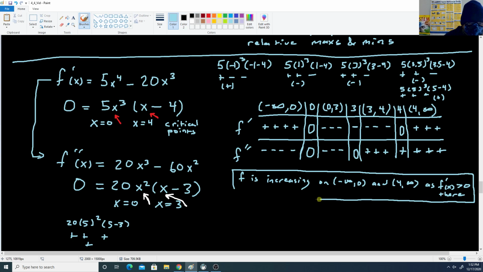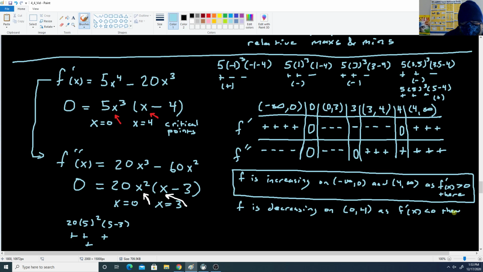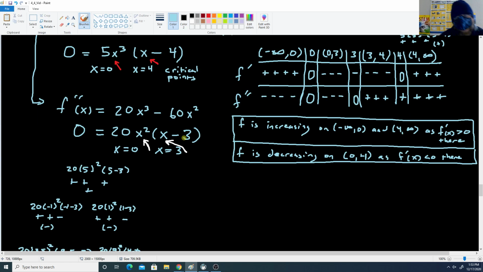Now, we need to look at regions where the function is decreasing. The function's decreasing from 0 to 3, at 3 itself, and 3 to 4. So we can actually combine all of this into one interval, 0 up to 4. So we'll say f is decreasing on 0 up to 4 as f prime of x is less than 0 there. So the first derivative was negative at that region, and that got our function decreasing.